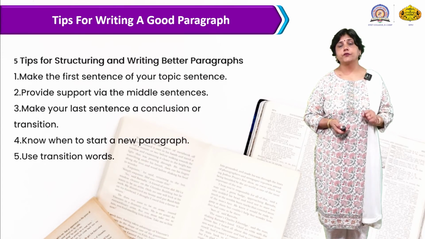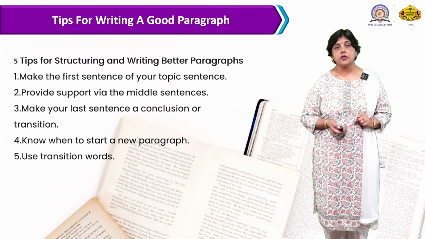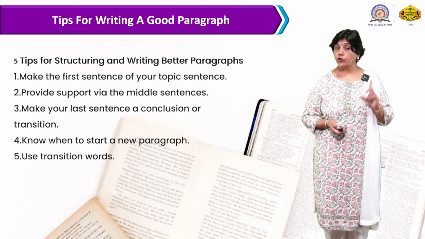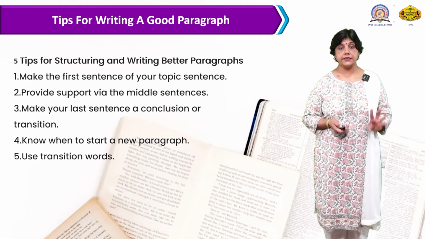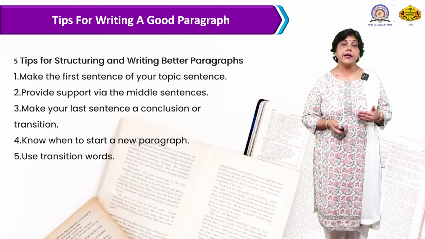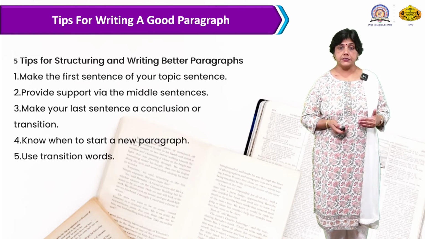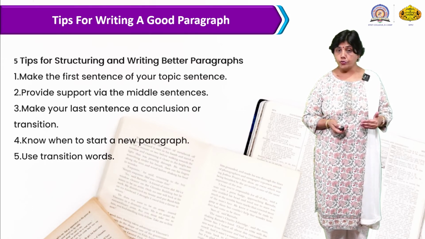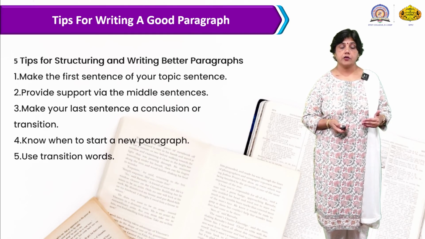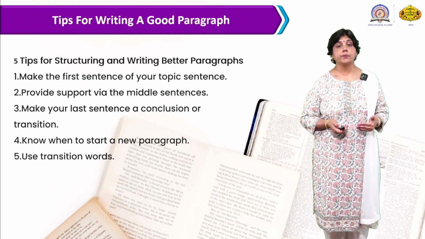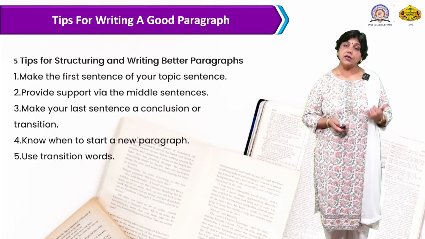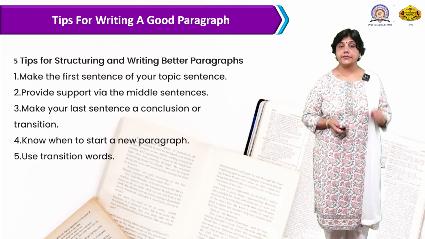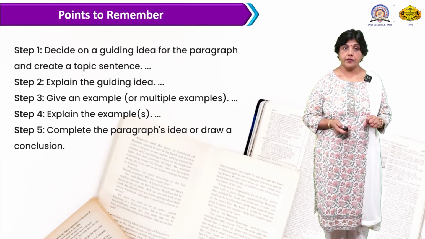Now, tips for writing a good paragraph. Make the first sentence your topic sentence. For a paragraph, you need to have a good topic sentence. Second, provide support via the middle sentences. Make your last sentence a conclusion or transition. Know when to start a new paragraph and use transition words. I have already given you enough transition words to create cohesiveness in your writing.